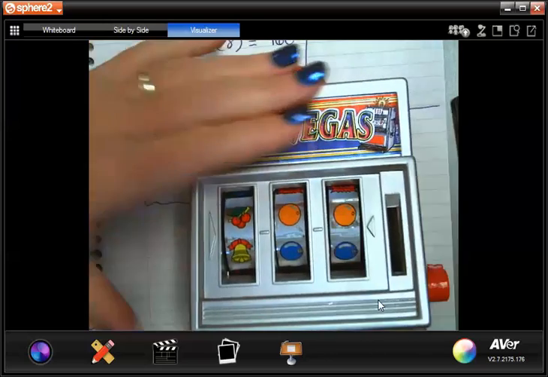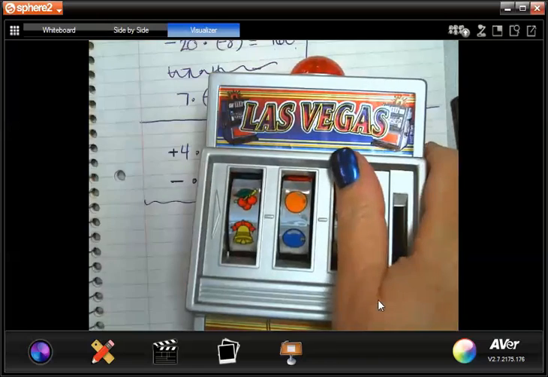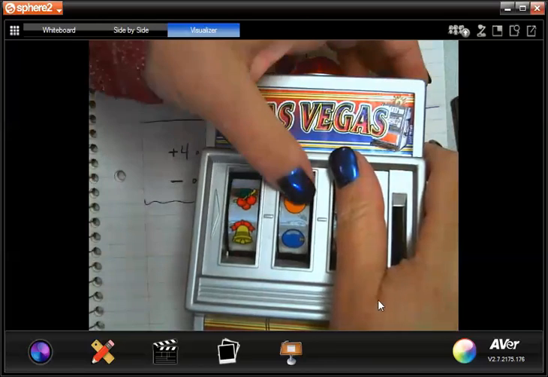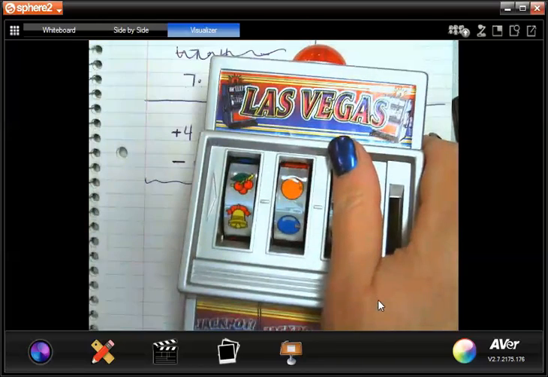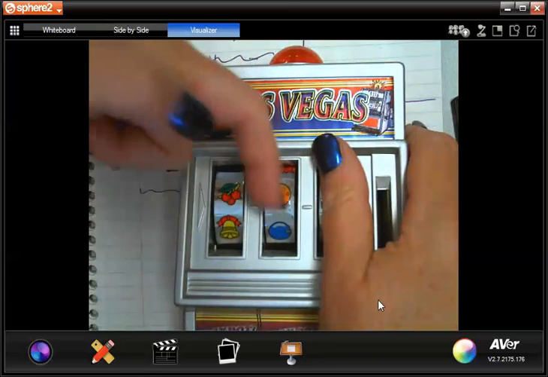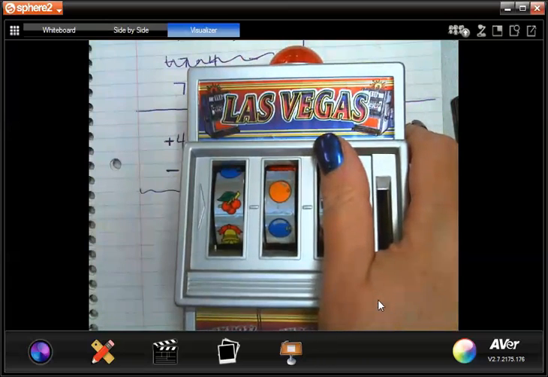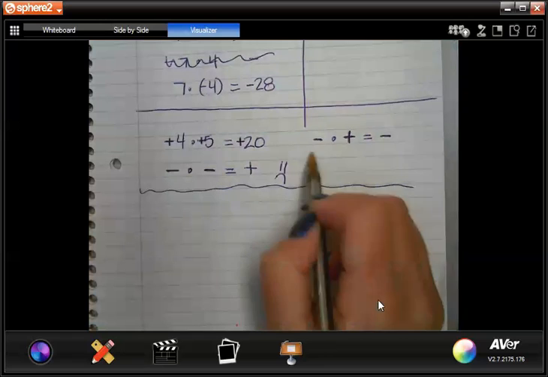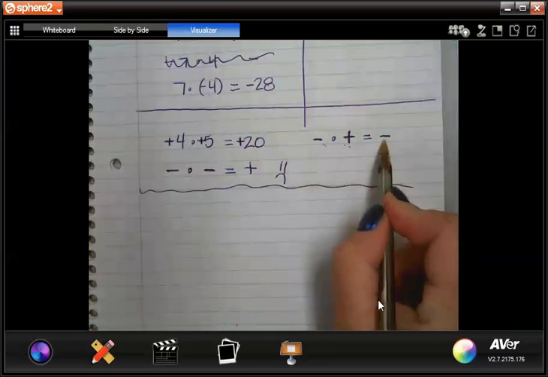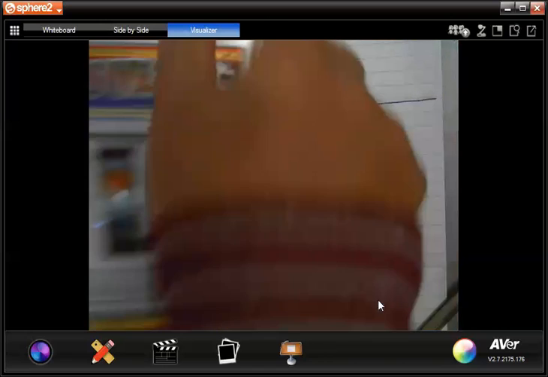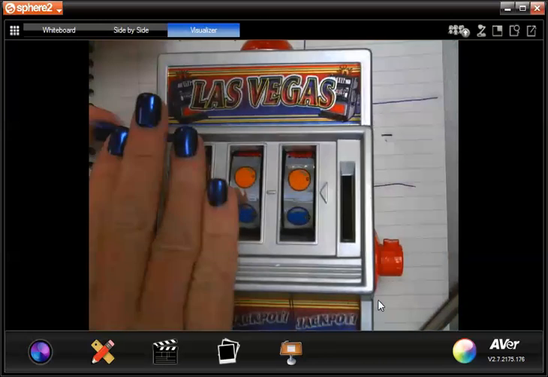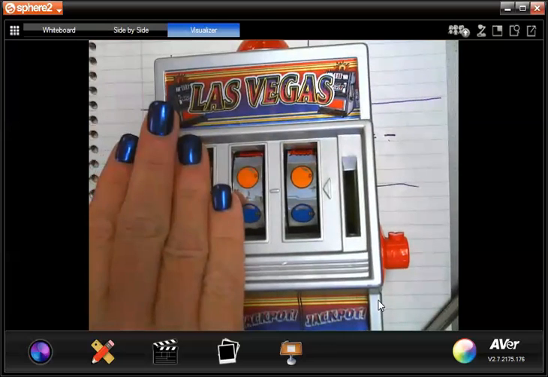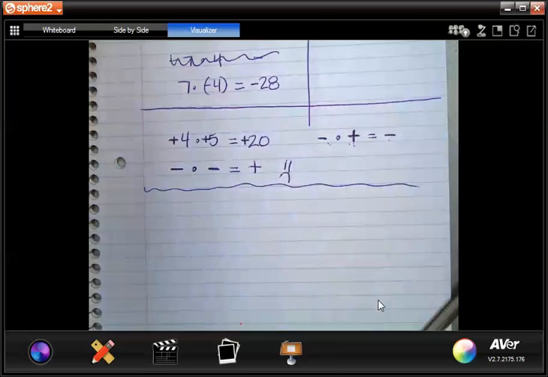If I go and it stops right here, these are two different shapes, right? So do you win or do you lose? If they land on two different things, you lose. Oh, so you're sad, right? So when you multiply two different signs, you lose. But if you pull this down and it lands on two of the same thing, you win, right? So that goes with this.